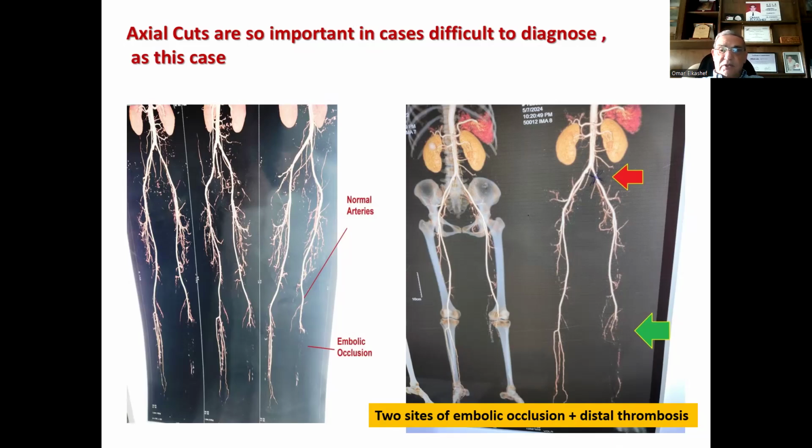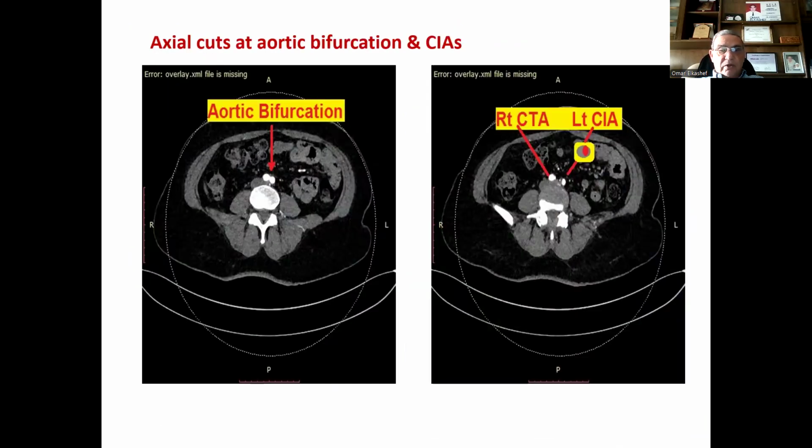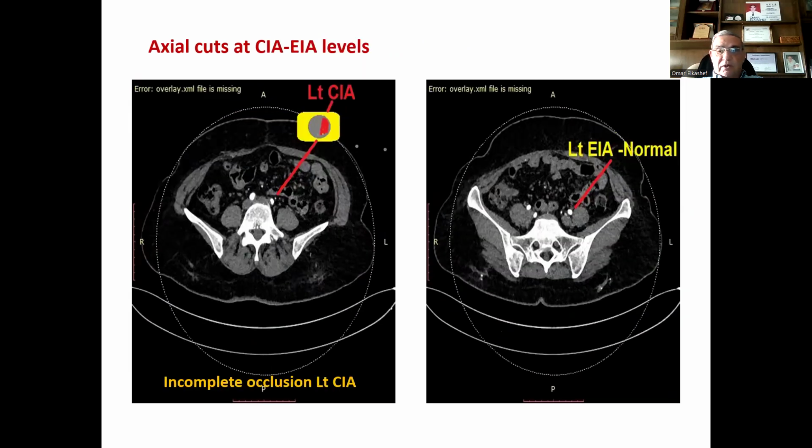In this case, as you see, there is occlusion in the left common iliac and occlusion of the left popliteal and tibial disease. This case was diagnosed as atherosclerotic, but the axial cut helped us reach the correct diagnosis. So this is the aortic bifurcation, which is normal in the axial cut. After that, the right common iliac and the left common iliac are almost normal, but starting to be occluded in the left common iliac artery. The left common iliac artery is in complete occlusion.